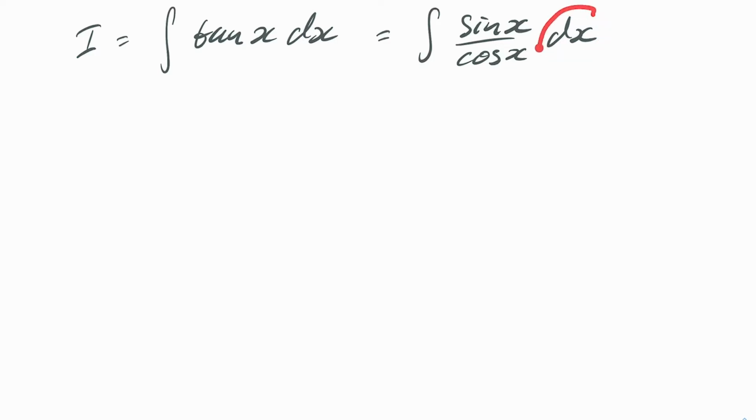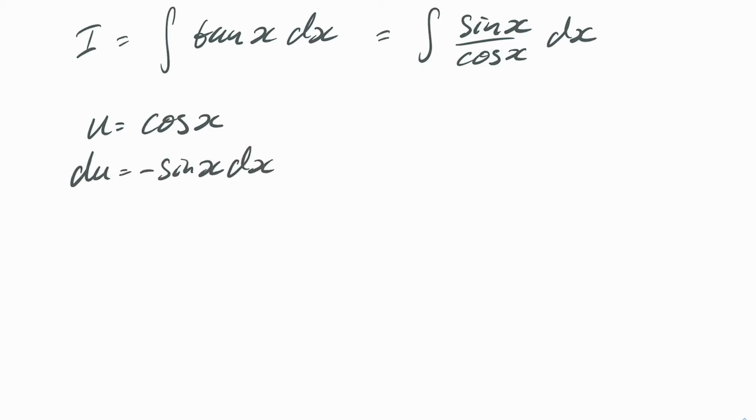And in this case, the dx will link up with the sine x, and that I want to be du. So I let u equal cos x, so du is minus sine x. And then in the integral, I can substitute for these two things, and that leaves me with minus 1 over u du, which is minus log u plus c.